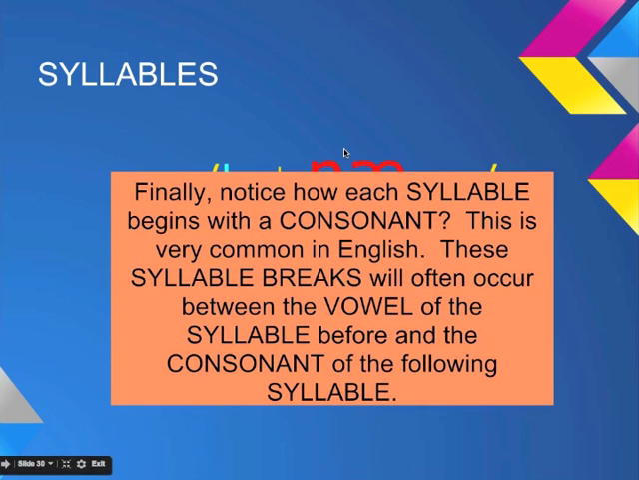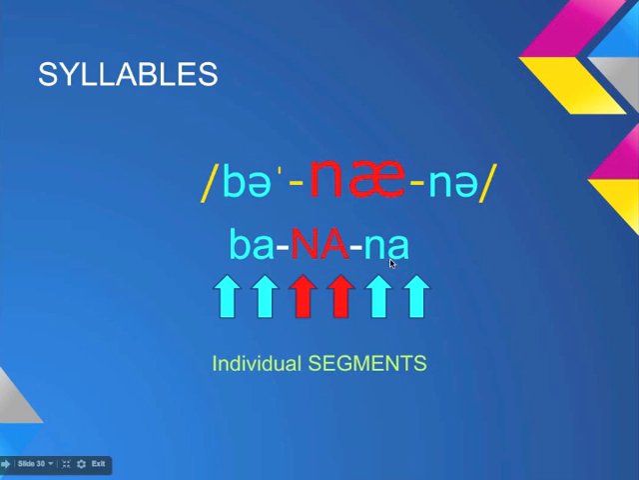Finally, notice how each syllable begins with a consonant. This is very common in English. These syllable breaks will often occur between the vowel of the syllable before and the consonant of the following syllable. B. Here is the syllable break. Na. Here is the syllable break. N. So again, notice the consonant here is separated from the vowel sound before it. The same thing at the end. Na, n, a, n.